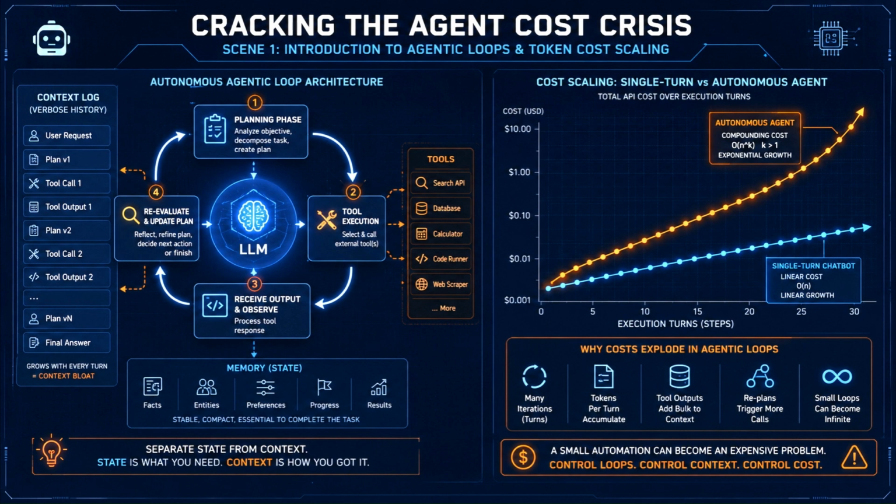Agents operate by executing iterative loops where they analyze a problem, dynamically select external tools, process the responses, and update their internal plans across dozens of continuous steps. In this design, every single action requires a fresh API call to the large language model.